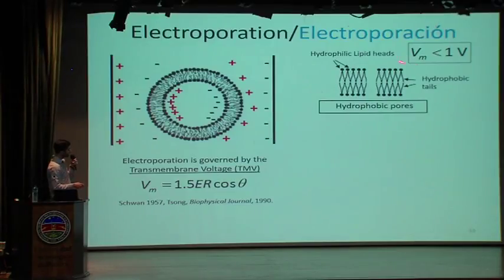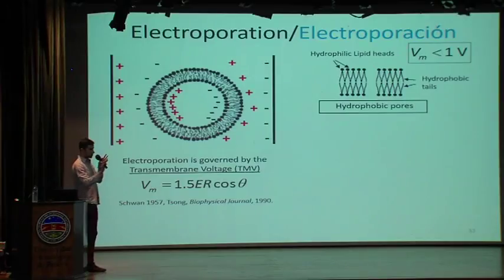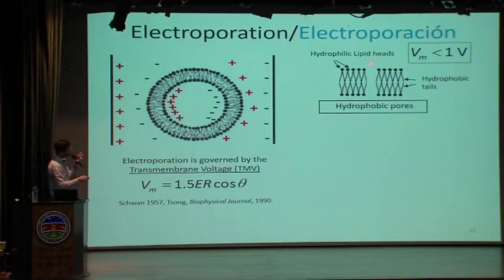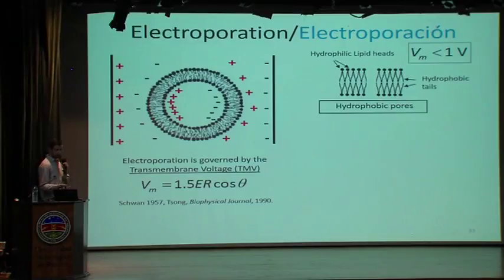So as long as the transmembrane voltage is below 1 volt, these lipids will be constantly fluctuating because of thermal energy, and they create these small hydrophobic pores. Okay? So that's not too interesting. That's happening in every one of your cells right now.